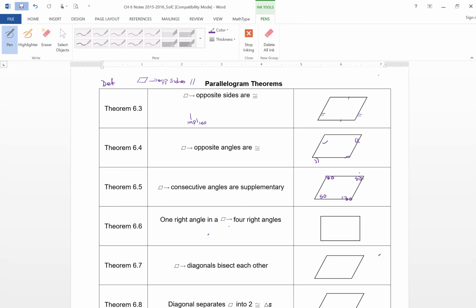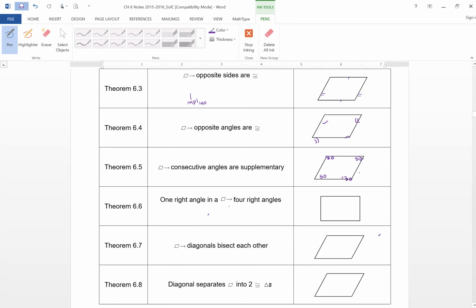Okay. So, what does this imply? If one of these angles happened to be a 90-degree angle, all right, then what would that say about all the rest? They're all 90-degree angles. Why not? You could have any angle. All right? It's a rectangle or a square.